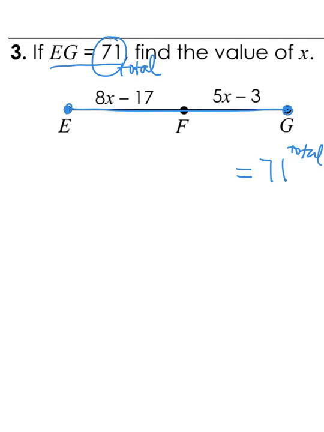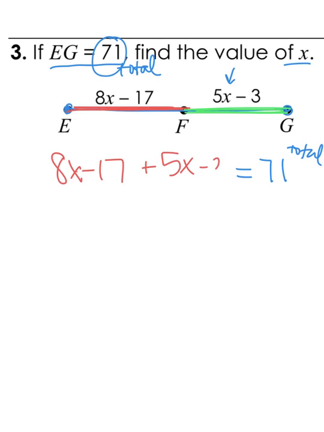Then it says find the values of x. So before I can find the values of x, I need to actually use the information that I have, and I'm going to use the segment addition postulate, which says if I add this line segment, EF, and I add this line segment, FG, it'll give me the total. So I'm going to take 8x minus 17, and I'm going to add the 5x minus 3. So I'm adding both of those segments together and then setting it equal to 71 because that's what the problem tells me.